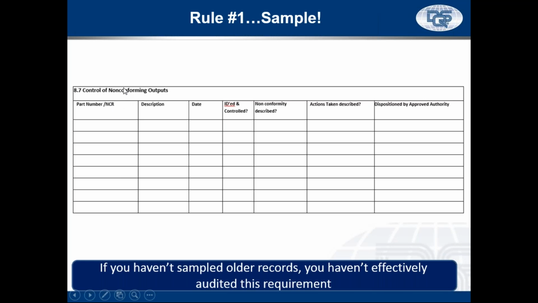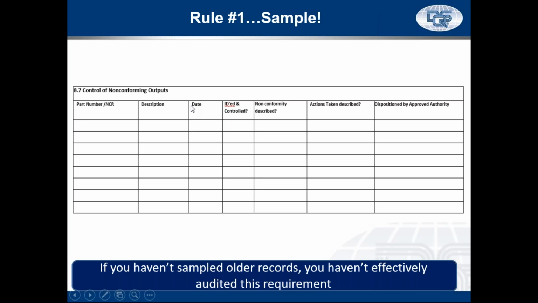Online in the auditor portal, there's a Word document that has all the tables in it. This is one of the tables that I clipped out. You're welcome to take that Word document and modify it any way you want. It's not a controlled document. It's a way to take notes, so you can do what you want with it.